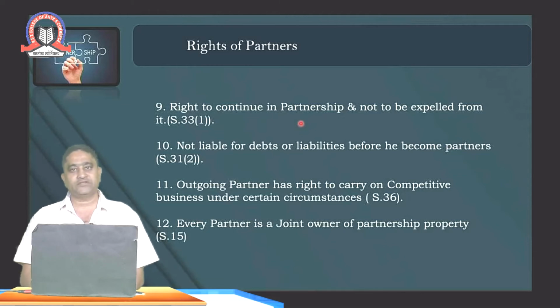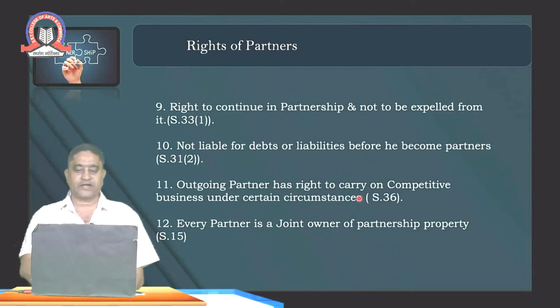Section 31 subsection 2 of the Partnership Act says that a partner is not liable for the debts or the liabilities from before he became a partner. So he is liable only for the debts and liabilities from the date on which his name has been incorporated in the partnership firm.